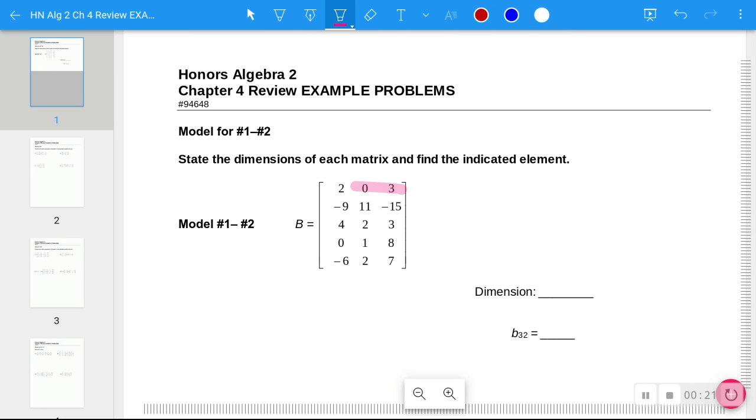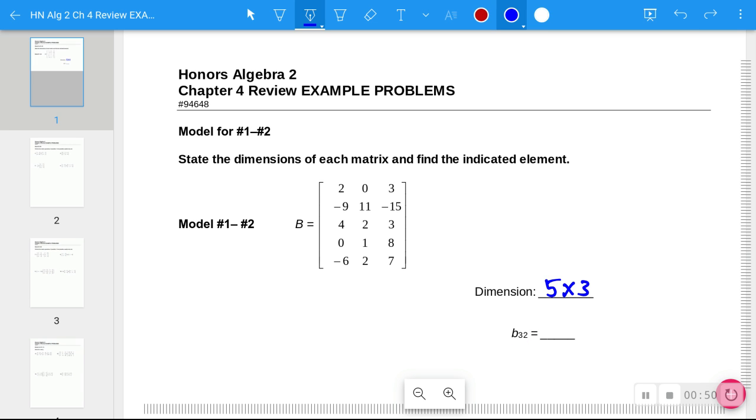First of all, there's 1, 2, 3, 4, 5 rows. So we put 5 rows, and there are 3 columns. So there's 5 rows and 3 columns. So 5 by 3 matrix is how you answer that question. Then we want to find this element or that specific number.